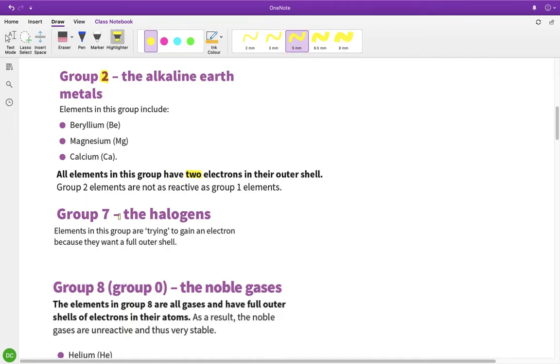The third named group then is group 7. So we know that in group 7 we're going to have 7 electrons in the outer shell.